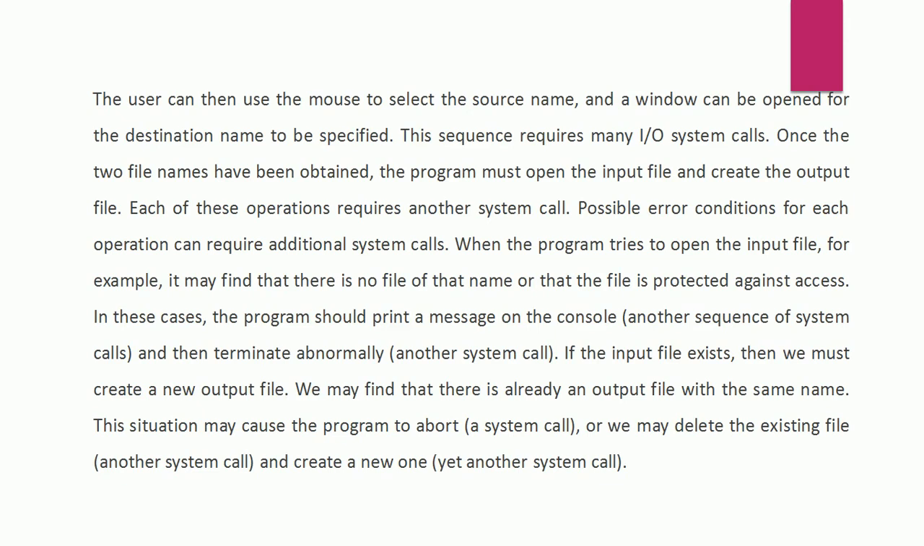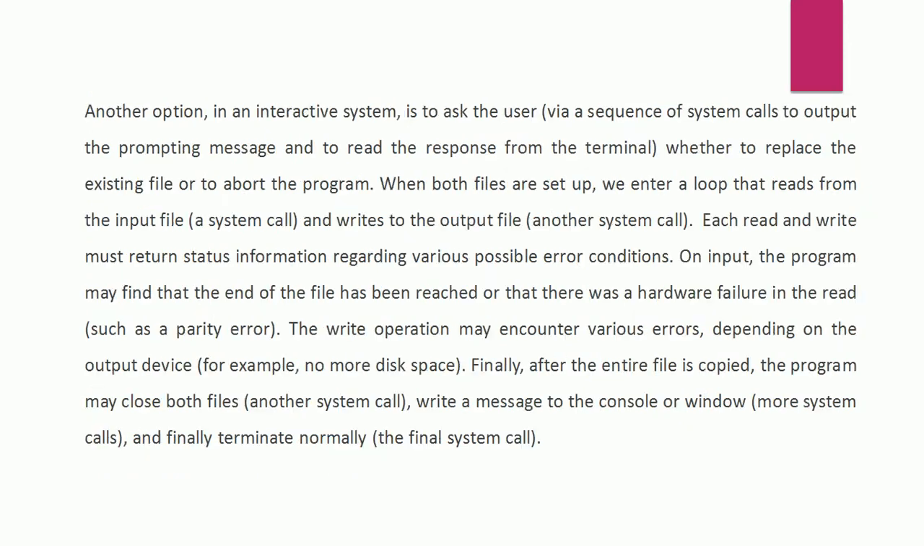If the input file exists, then we must create a new output file. We may find that there is already an output file with the same name. This situation may cause the program to abort, with the help of a system call, or we may delete that existing file, which is another system call, and create a new one, yet another system call.